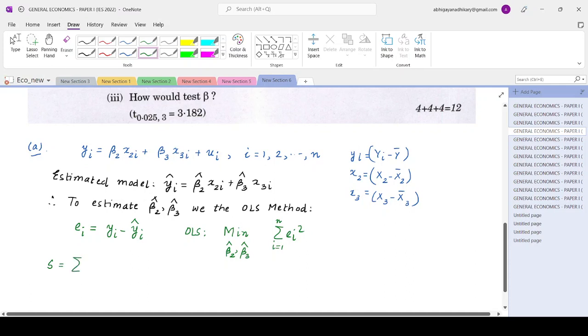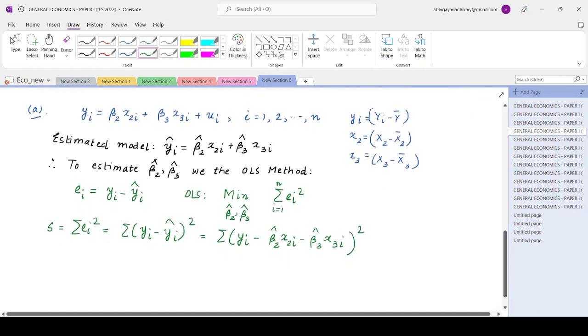Now if you look at this expression, if I denote it by S, I'll just drop the subscript i for convenience. It is the summation of small yi minus small yi hat, right? Now you have the data on yi, x2i and x3i, so this can be easily written as yi minus beta 2 hat x2i minus beta 3 hat x3i, whole square, right? This is what you wish to minimize with respect to beta 2 hat and beta 3 hat. So you will partially differentiate S with respect to beta 2 hat first and set it equal to 0.